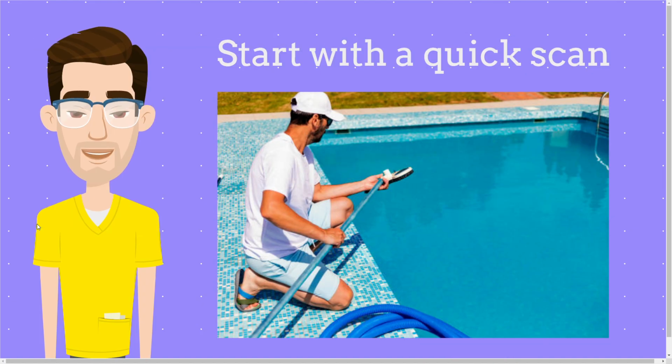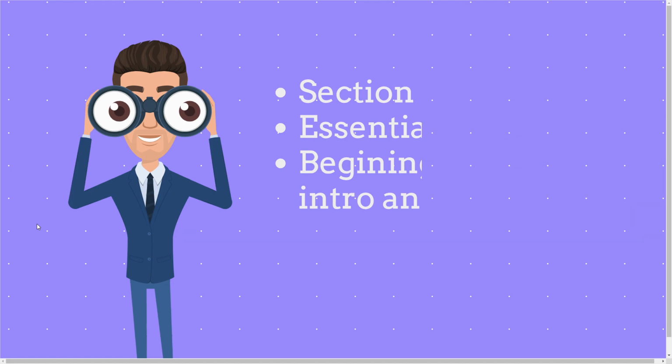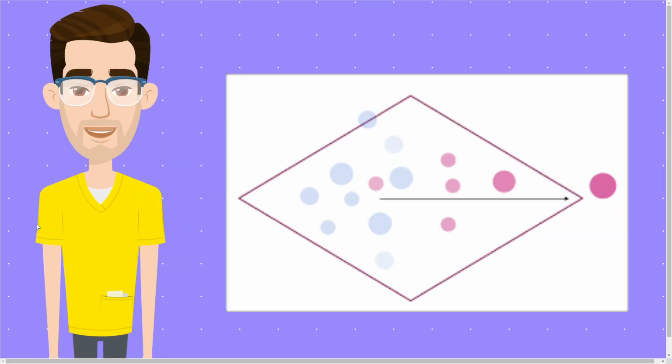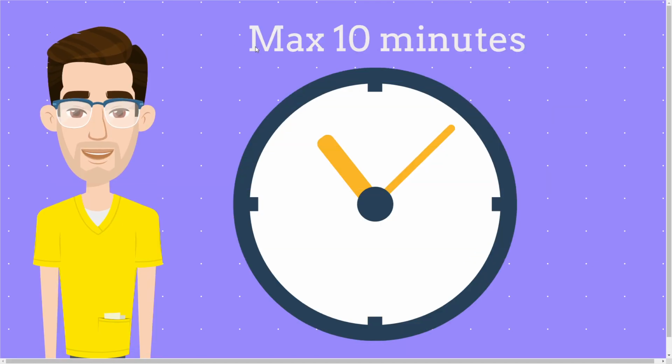The first pass is a swift skim of the paper. Go through section headings, essential paragraphs, and the introduction and discussion beginnings and endings. This helps identify the significant sections and provides a rough reading order. This pass should take no more than 10 minutes.